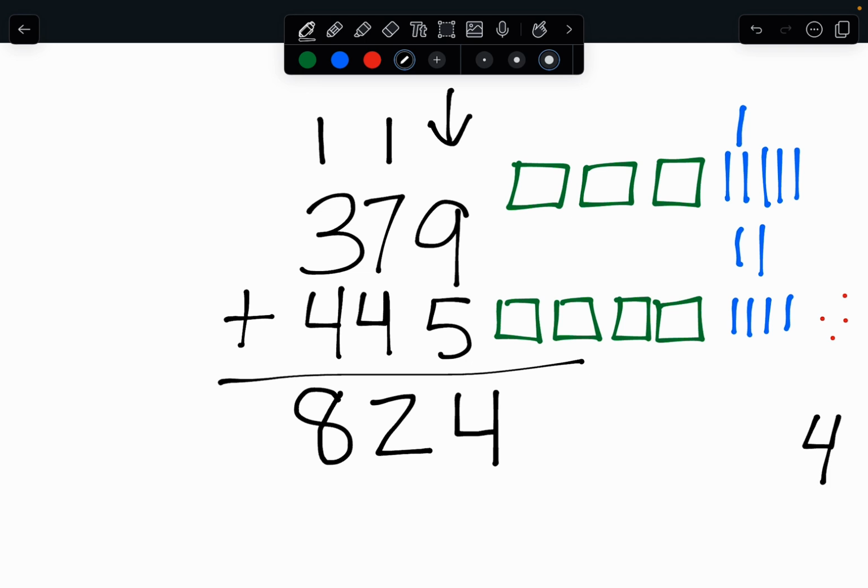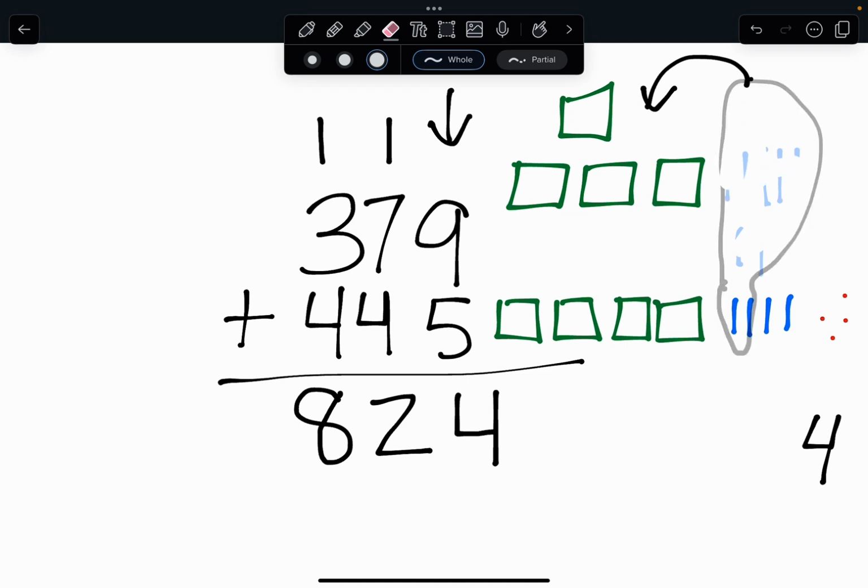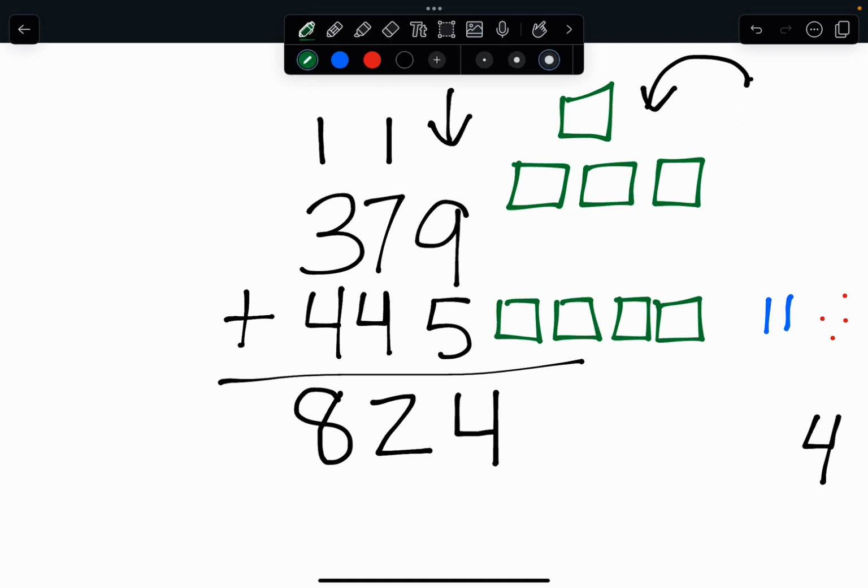Now I'm going to do the same thing but with my 10s. Remember, when I have 10 10s, that equals a 100. So 1, 2, 3, 4, 5, 6, 7, 8, 9, 10. So I'm going to group these all together and bring them over here and make them a 100. Then I'm going to erase these. And I have 2 10s left. Then I'm going to add my hundreds. 1, 2, 3, 4, 5, 6, 7, 8.